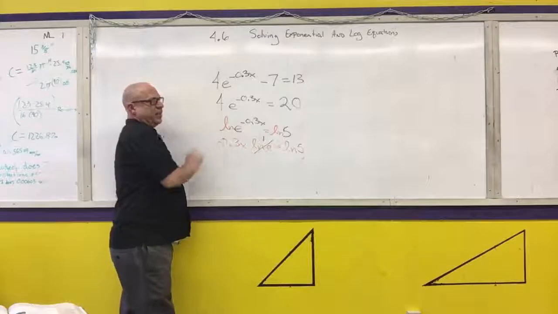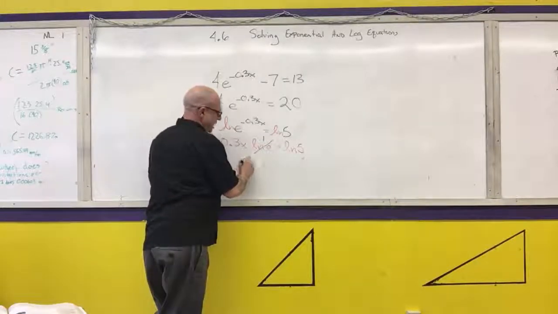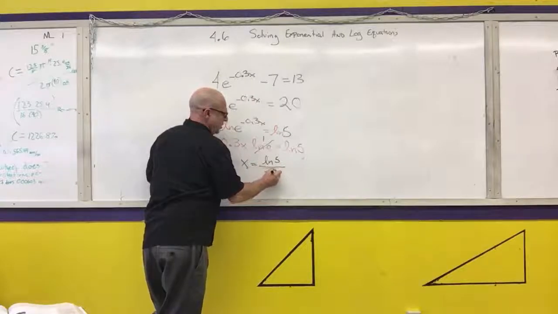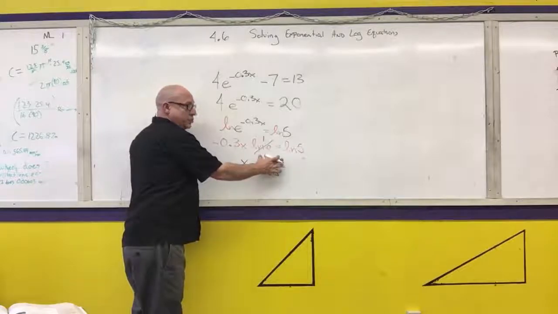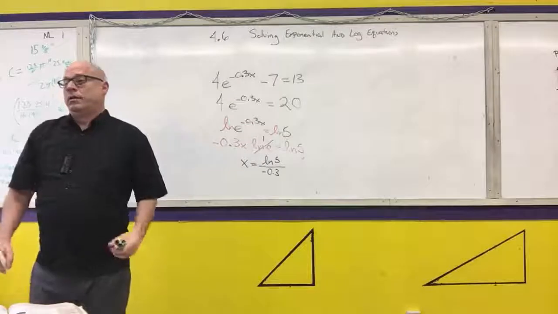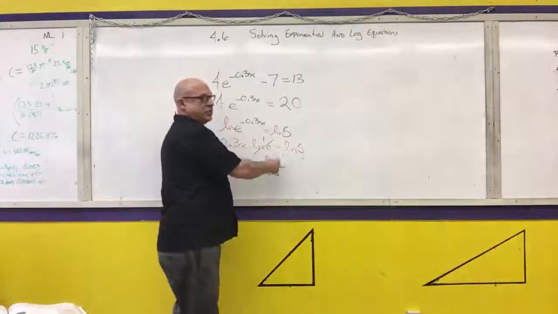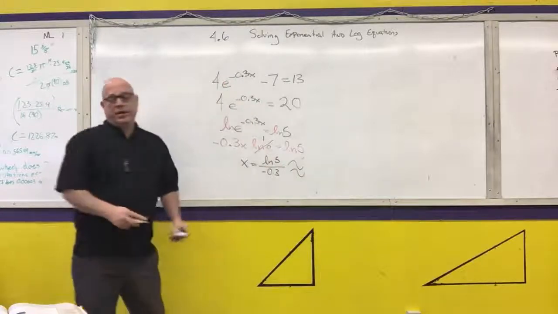So how am I going to get rid of that negative 0.3? Divide by it. So x is equal to the natural log of 5 divided by negative 0.3. Notice the 5 isn't divided by the negative 0.3. The whole natural log of 5 is divided by the negative 0.3. That is the exact answer. If I ask for an approximate answer, because it's in terms of natural logs or log base 10s, you can directly stick that in the calculator and give me an approximate answer.